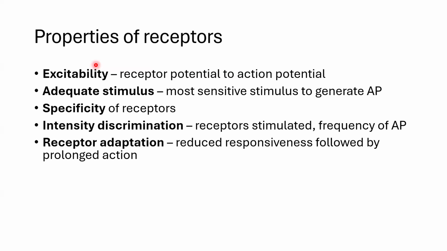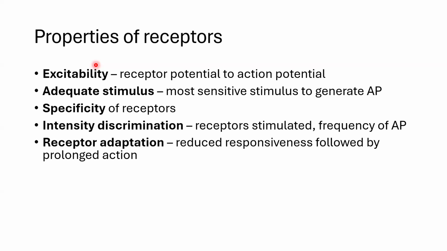So in terms of intensity discrimination, a certain number of receptors must be stimulated for it to generate an action potential. And then those action potentials need to be generated frequently for you to reach a certain threshold to send a sensation to the brain that yes, your hand is in fire or something like that. So that is intensity discrimination.